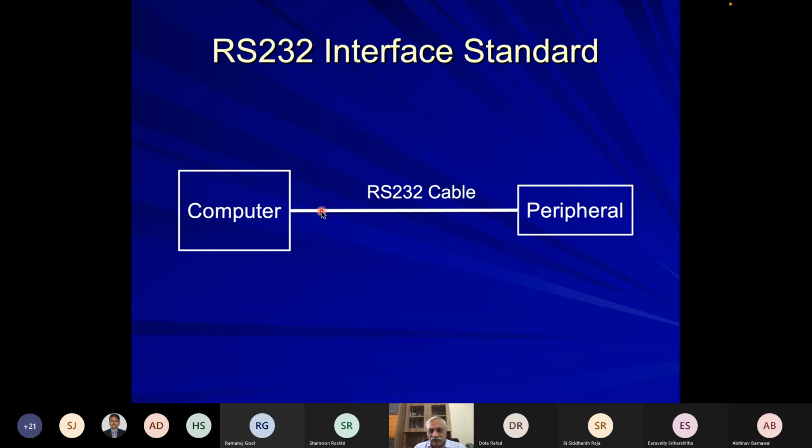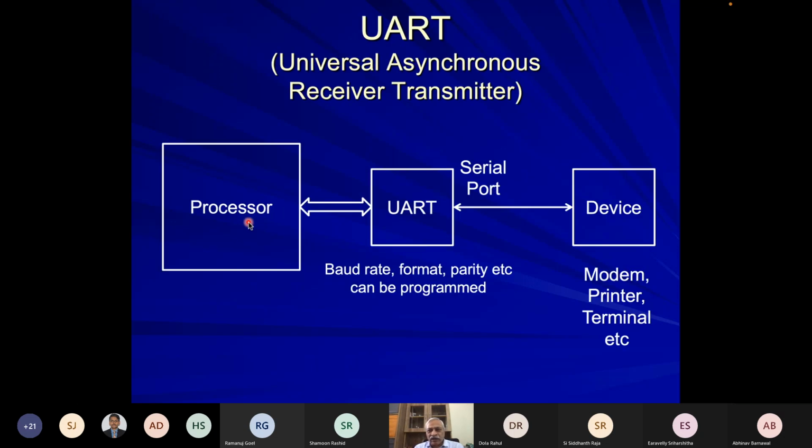So you could have serial data going from one to the other and vice versa. It happens on two separate wires. Data moves in two different directions. The clock is not going on the cable. Both generate their own clock and try to keep it close to each other and somehow take care of the phase difference. A device which is used to interface with such a port is called a UART, or Universal Asynchronous Receiver Transmitter.